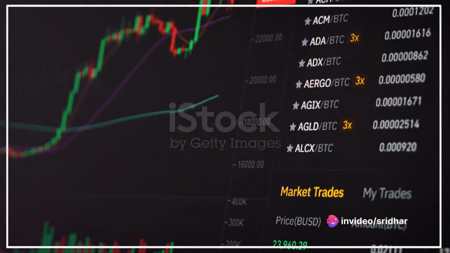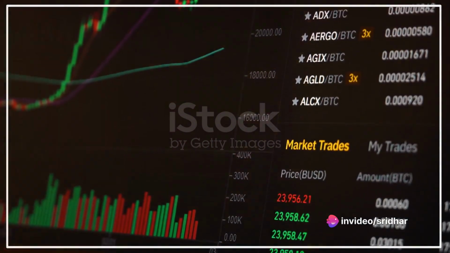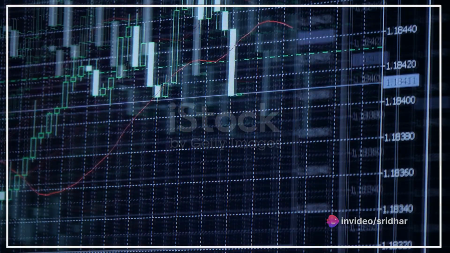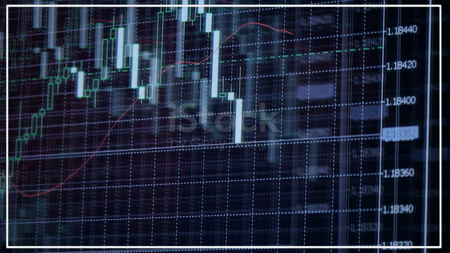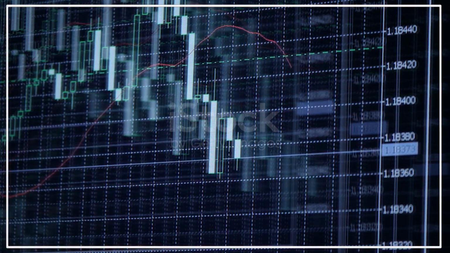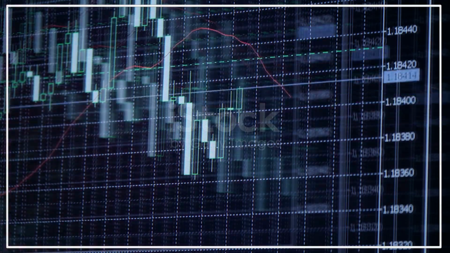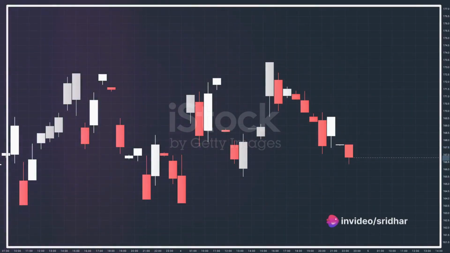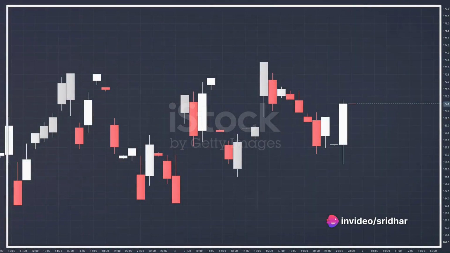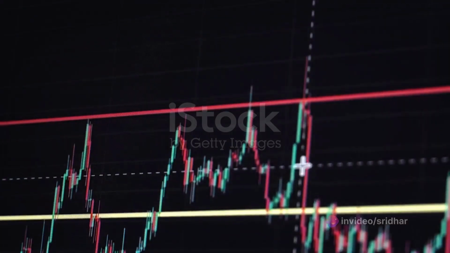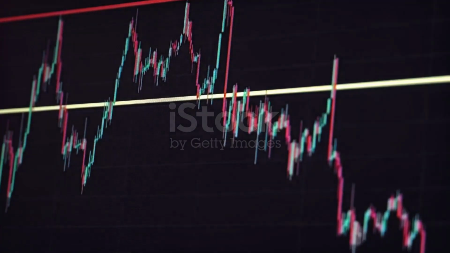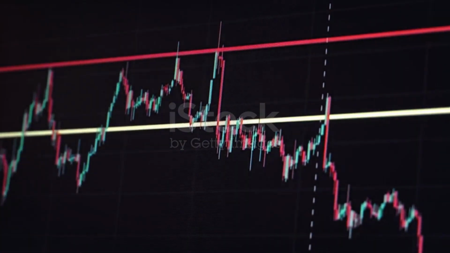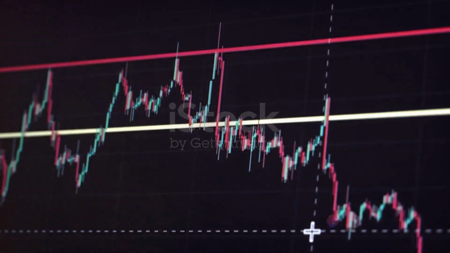Thirdly, while backtesting is a powerful tool, it's essential to understand that past performance does not guarantee future results. Just because a strategy performed well in the past does not mean it will do so in the future. Market conditions are ever-changing, influenced by a myriad of factors, including geopolitical events, economic news, and investor sentiment, to name a few.